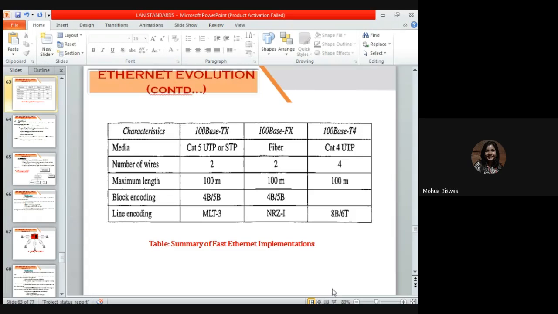Yesterday, up to which portion we have covered, we have seen the last two physical layer implementations which come under the Fast Ethernet, that is 100Base-FX and 100Base-T4. And we have also seen what encoding methods they have used in the case of FX and in the case of T4.